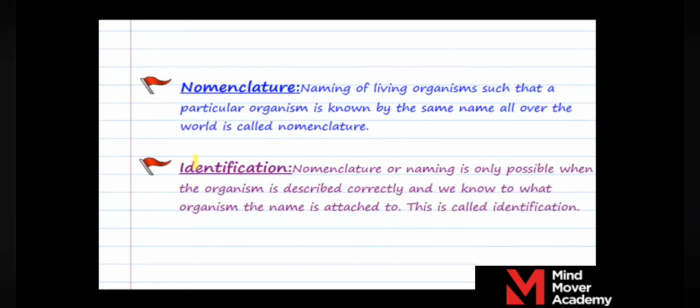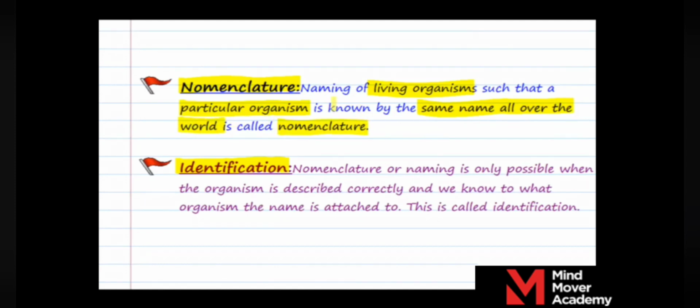We now come over to two important definitions which are related to the diversity of organisms, that is nomenclature and identification. So we'll study what are these two. First, nomenclature. Naming of living organisms such that a particular organism is known by the same name all over the world is called nomenclature. So what is nomenclature?